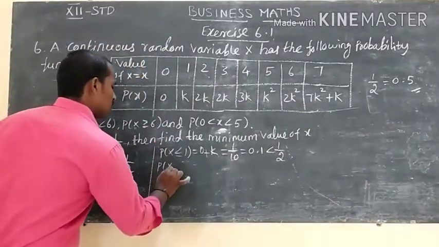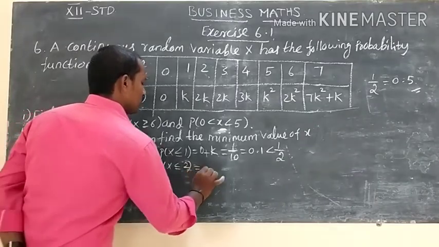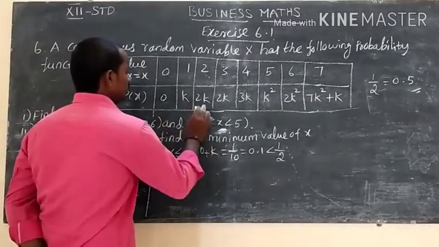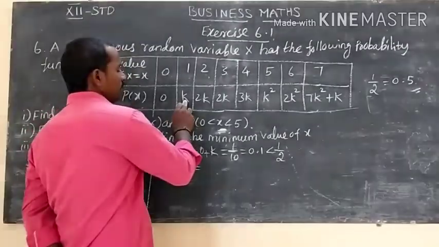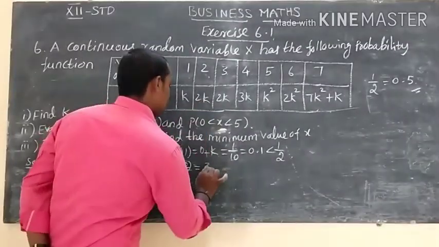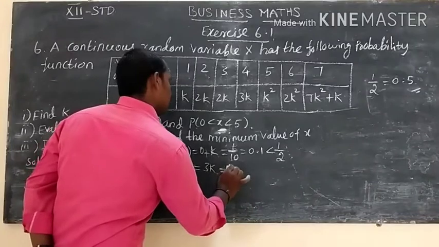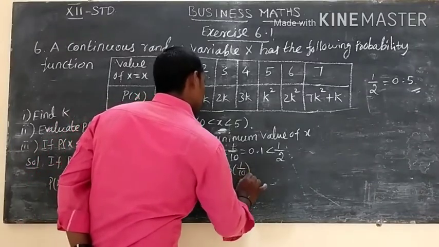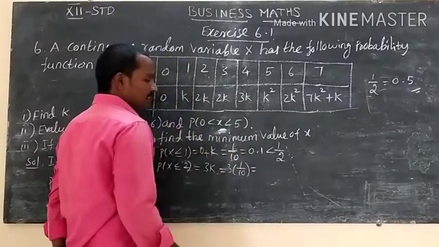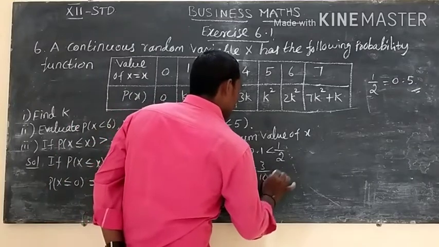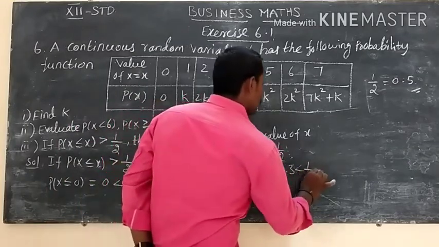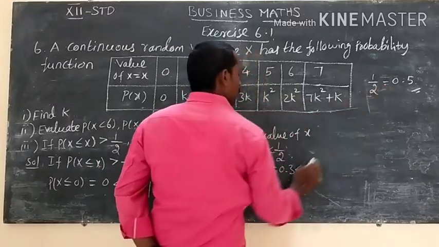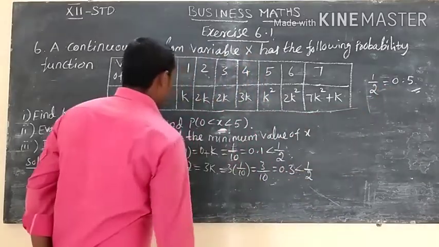Then P of x less than or equal to 2, up to 2, we sum the values 0 plus k plus 2k is 3k, which is equal to 3 into 1 by 10, 1 3s are 3, 3 by 10. 3 by 10 is equal to 0.3. This is also less than 1 by 2. 1 by 2 is the greater.